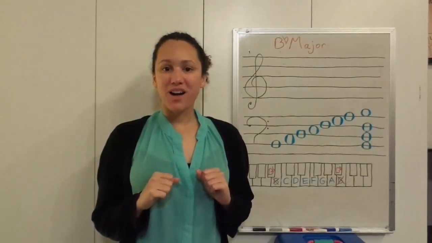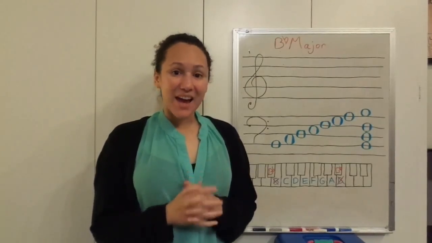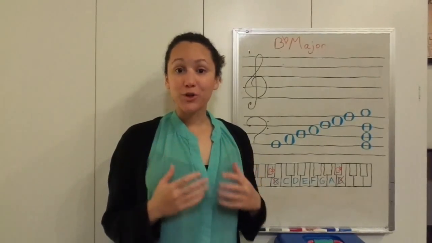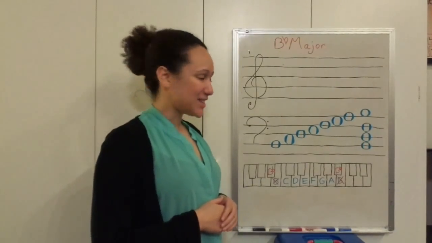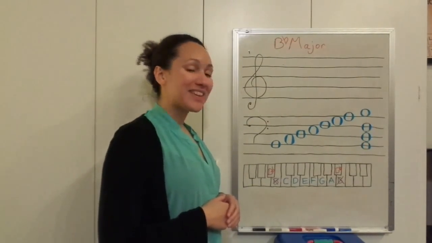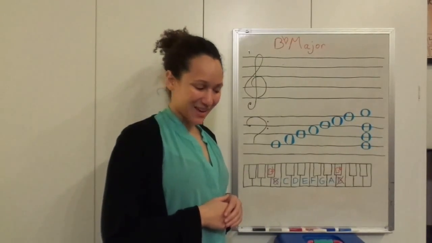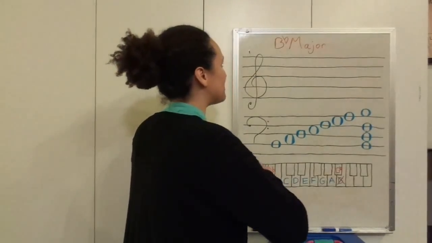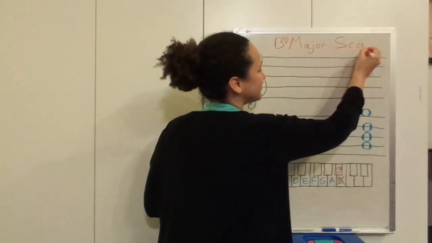In these lessons, we'll uncover the mystery of music theory. Now that we've learned about our first flat scale, the F major scale, and its chord, let's take a look at the next flat scale, the B flat major scale. I'll put that up here. B flat major scale.